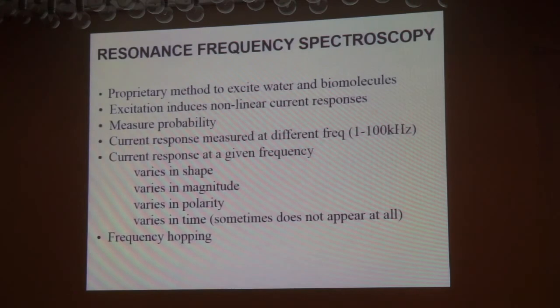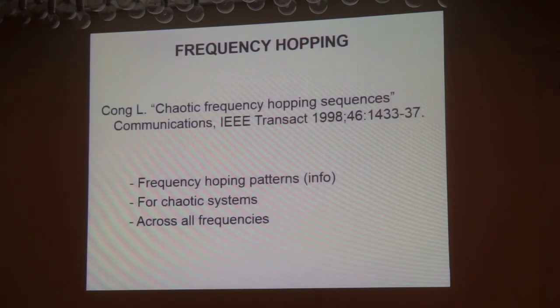The kind of oscillations that I get are somewhat different, not as regular, but the observation is that the current response that I observe varies enormously in the shape of the spike, the magnitude, the polarity, and the time. So, in other words, at a given moment in time, when you take a measurement, you see a spike, and then you take the measurement a minute later, and the frequency moves. And this phenomenon is called frequency hopping. Frequency hopping is in the scientific literature.